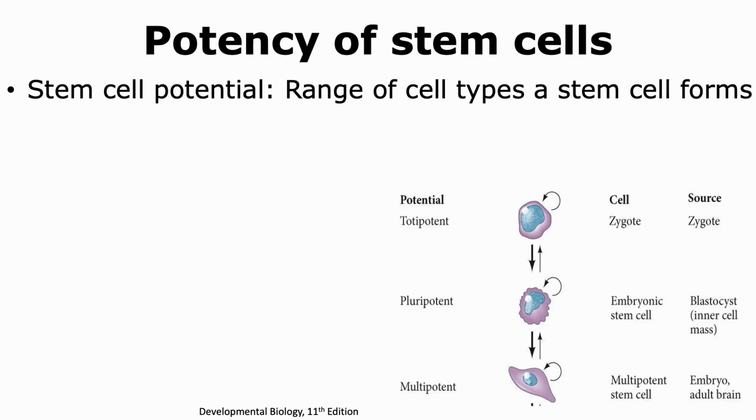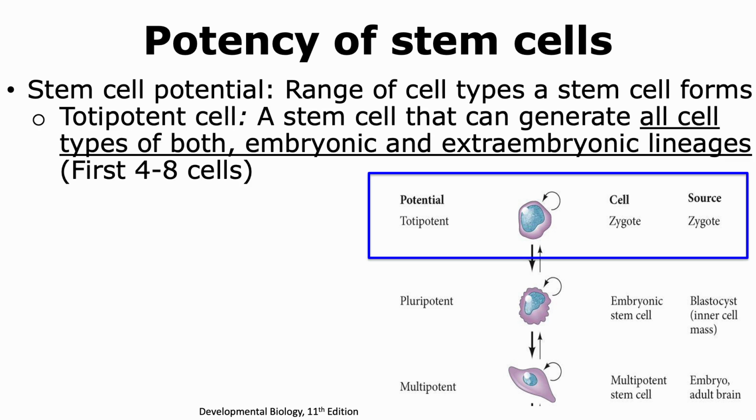We're now going to look at the different types of stem cells based on their potency. Stem cell potential is the range of cell types a stem cell can produce. The first type of stem cell that we're going to look at is a totipotent cell.